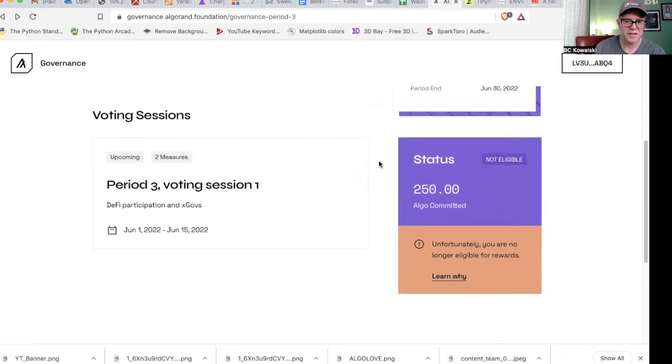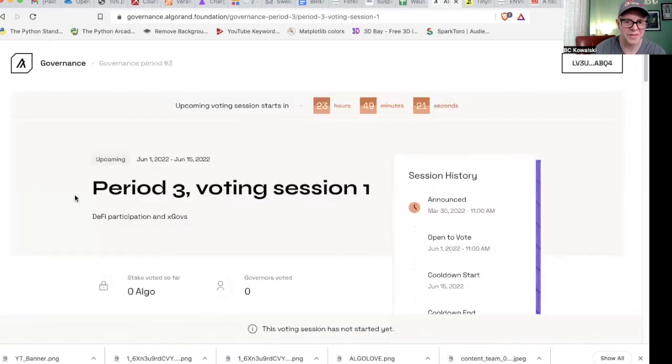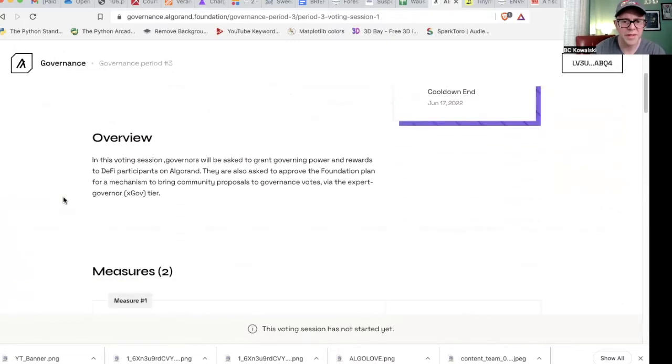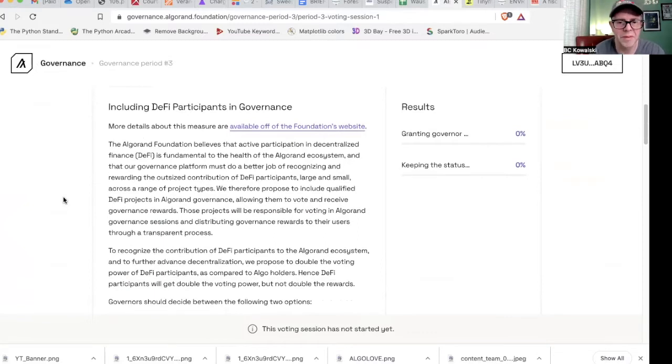But enough of that. The point is, I found a lot of opportunities, and that actually segues into one of the votes in the period three voting session. So let's talk about that, because to me, this was the headline of the All Hands, and this is the vote. It's including DeFi participants in governance. Algorand Foundation believes that active participation in decentralized finance is fundamental to the health of the Algorand ecosystem, and that our governance platform must do a better job of recognizing and rewarding the outside contribution of DeFi participants, large and small, across the range of project types.